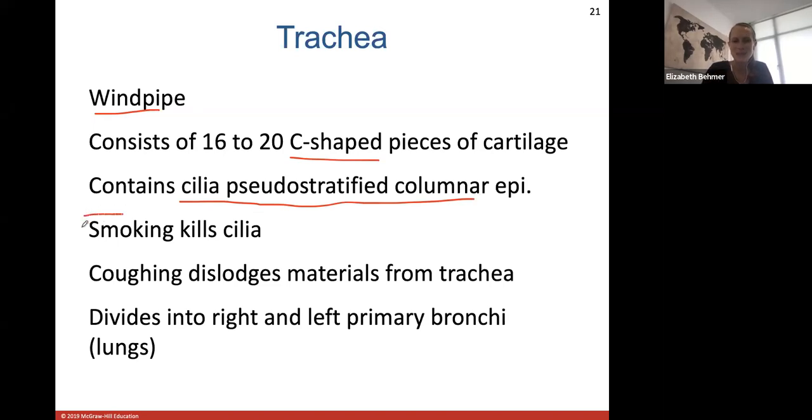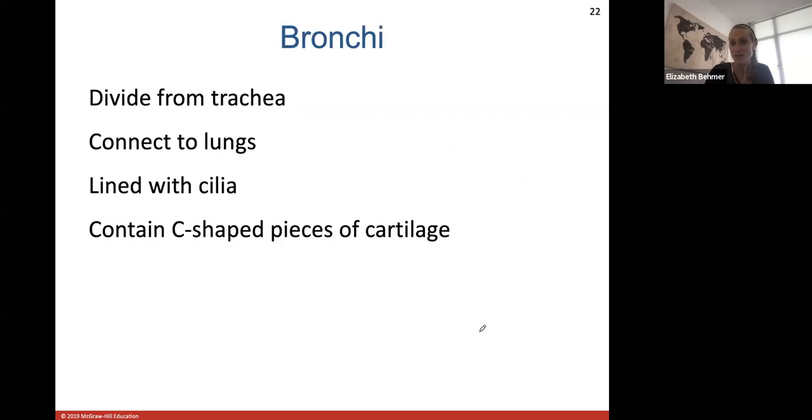What smoking does is it kills off the cilia and even really damages the entire epithelium. So smokers have to create their own cough to get rid of harmful substances they breathe in, because they don't have that natural cilia that moves those harmful substances out for them. Coughing dislodges materials from the trachea, and the trachea eventually divides into what we call the right and left primary bronchi, which take air into the lungs.